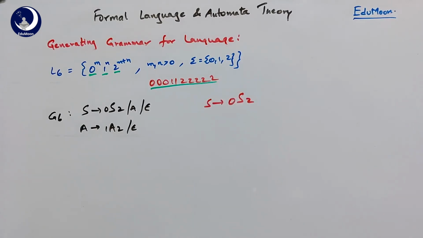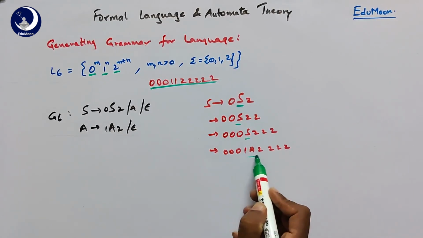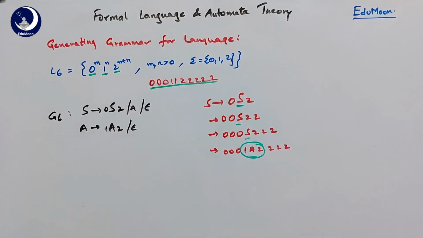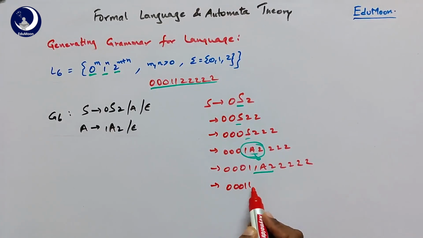Initially we take S equal to 0S2, the first production rule for S. Again generating the same S with the same production rule, it will be 00S22. After one more step, S has been generated using this production rule. Then we try to generate the strings for A. After generating this A, you get 1A2 again. You can stop the production by substituting A equal to epsilon here. So this will be 0001122222.